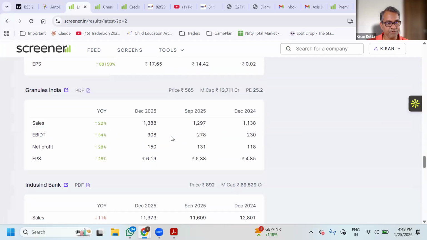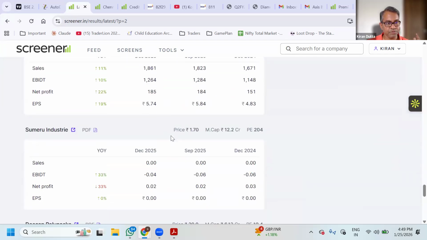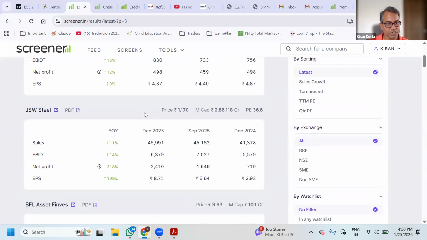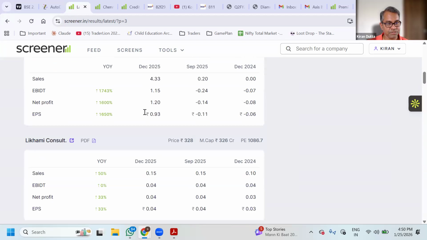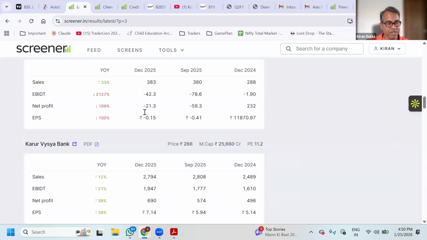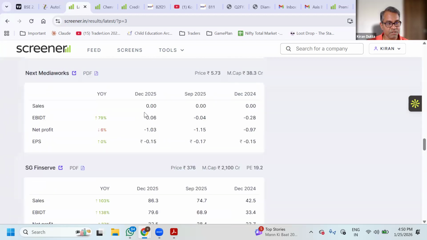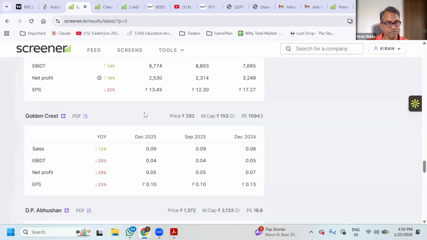So last time I showed you the Infobeam, right? I will show you on live how Infobeam moved. That is what I just wanted to show you once. Laurus Labs, Sono BLW, Urban, Kirloskar, Sterlite, Atlas Media, Achievements, Shriram Finance.